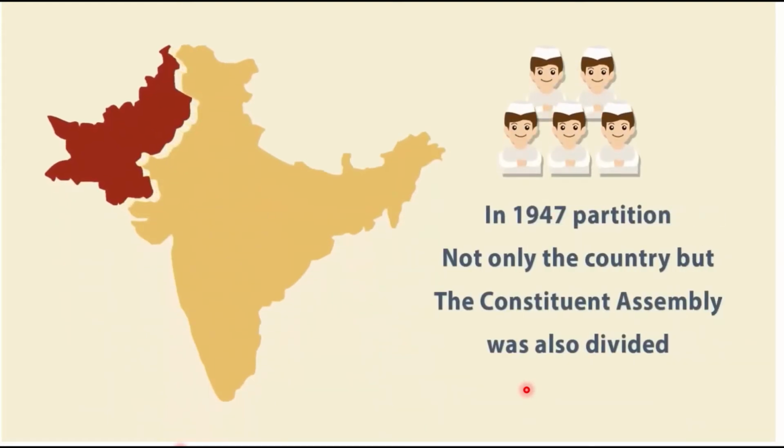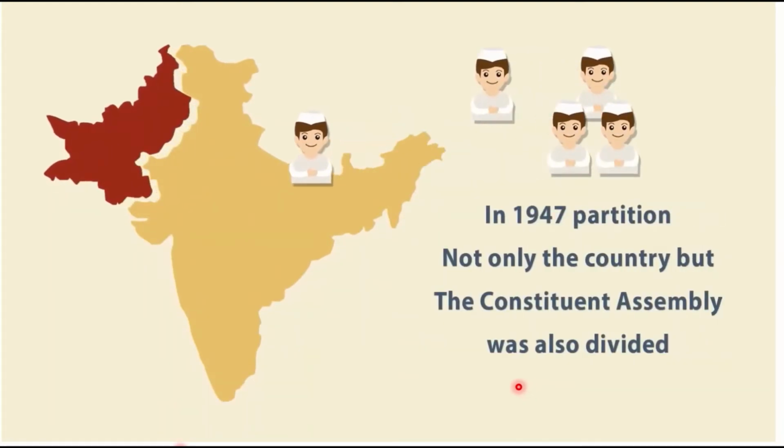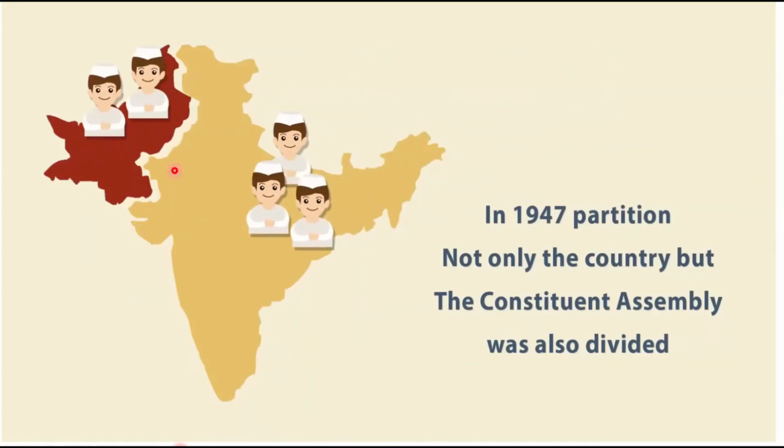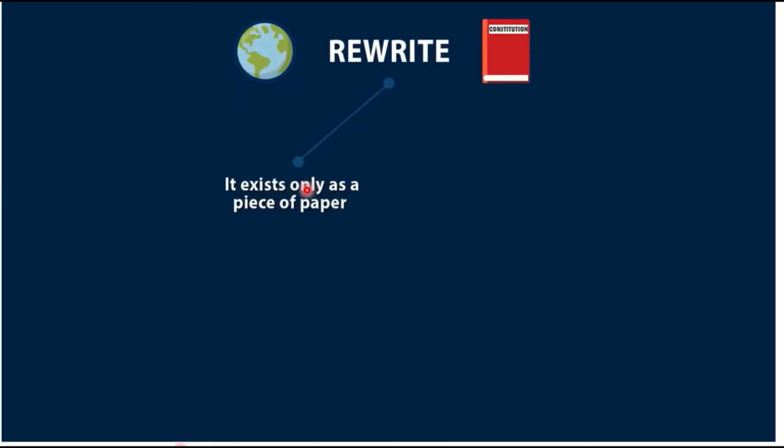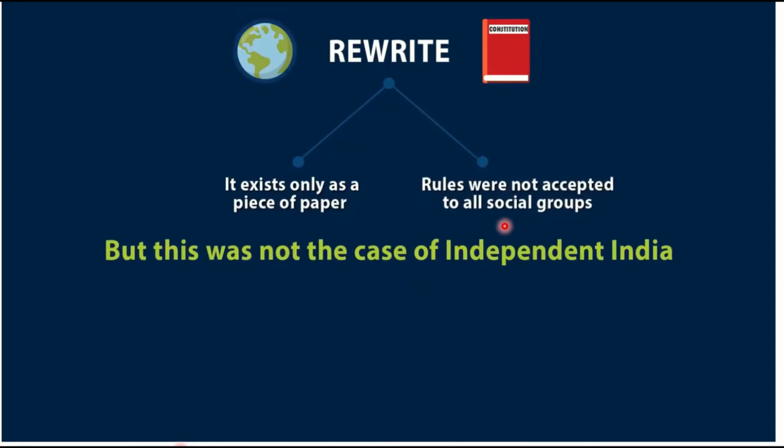In the partition of 1947, not only the country but the Constituent Assembly was also divided into Pakistan and India. Many countries of the world had to rewrite their constitution because either it existed only as a piece of paper or the rules were not acceptable to the social groups.